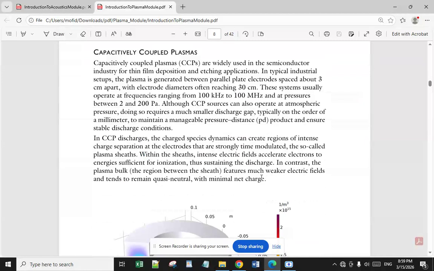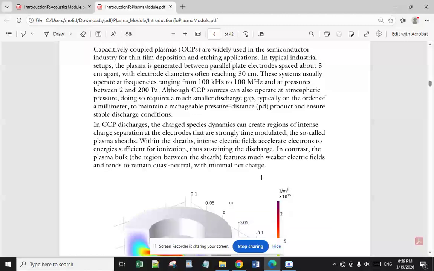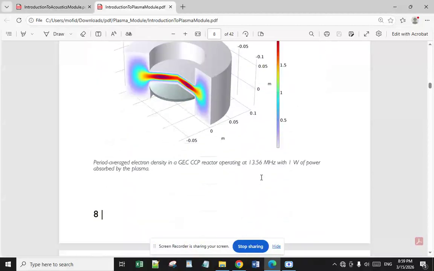discharge species dynamics can create regions of intense charge separation at the electrodes that are strongly time modulated. The so-called plasma sheaths: within the sheath, intense electric fields accelerate electrons to energies sufficient for ionization, thus sustaining the discharge. In contrast, the plasma bulk, the region between the sheaths, features a much weaker electric field and tends to remain quasi-neutral with a minimal net charge.